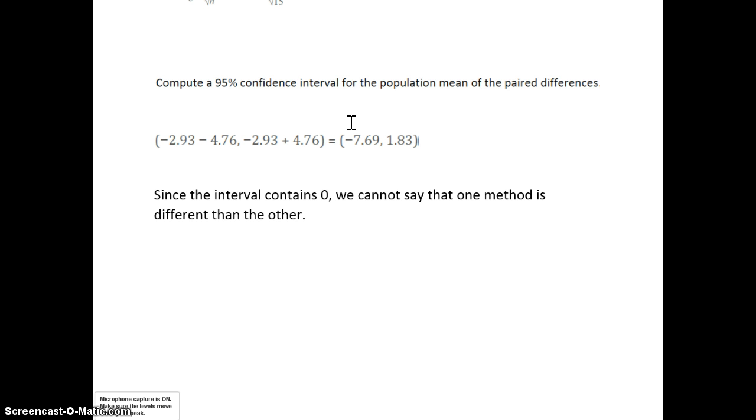Now, can we say that the two measurement types give us different values? No, we can't say that because 0 is included in the interval. A difference of 0 means the two methods are giving us the same measurement. So we cannot say that one method is different than the other.